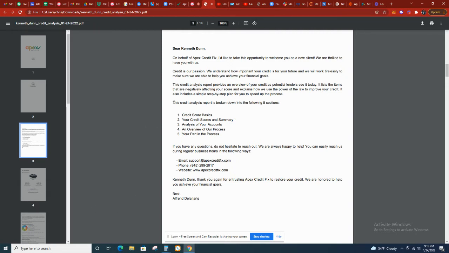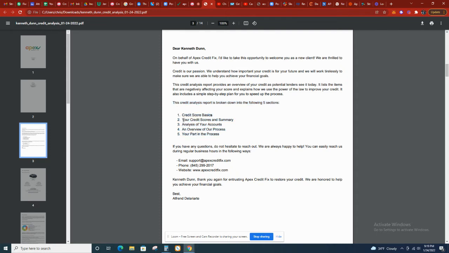What's really important about this page here is right here. This credit analysis report is broken down into the following 5 sections. Number 1, credit score basics. That's going to basically break down the basics of what makes up the customer's credit score and what impact each part of their bureau has the most impact. For example, payments is one category, how many trade lines they have, and so on.